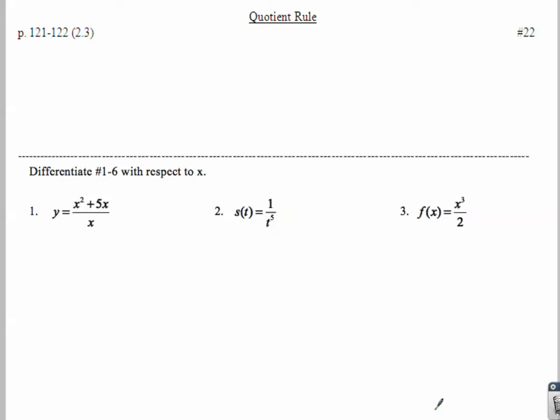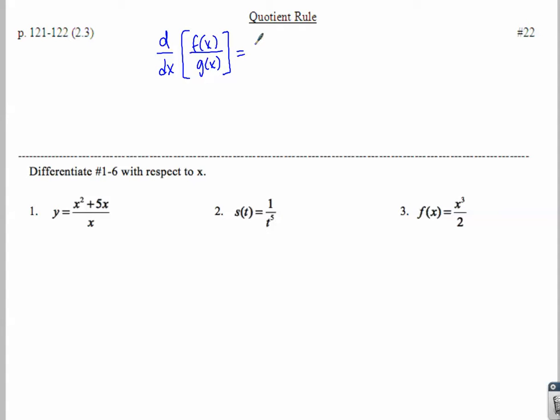Now let's look at the quotient rule. Very much like the product rule, but obviously used for quotients instead of products. So we take the derivative with respect to x of a function of x divided by a function of x, f of x divided by g of x. Looks very similar to the product rule.